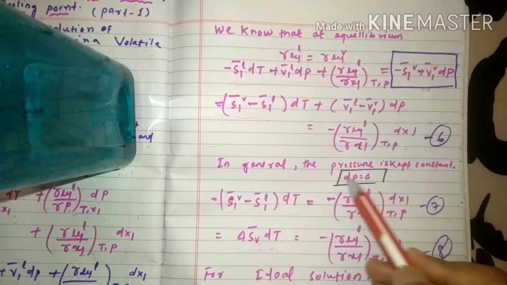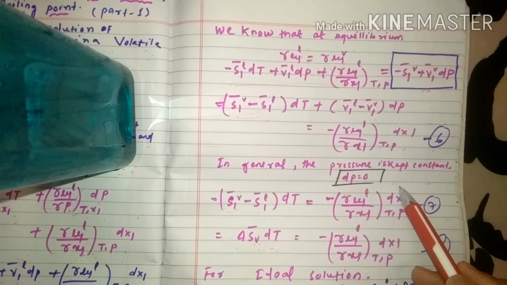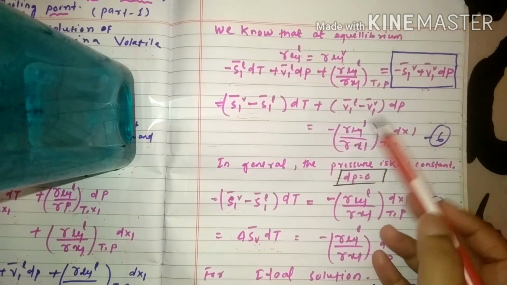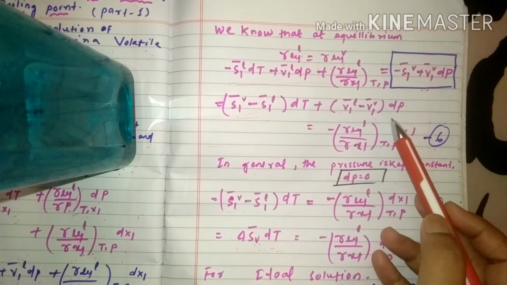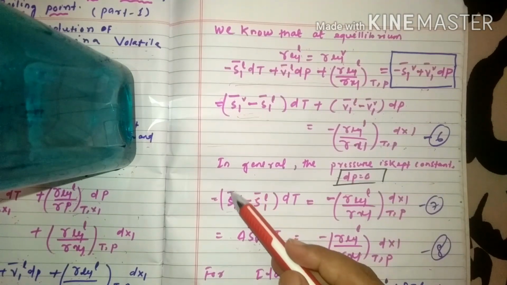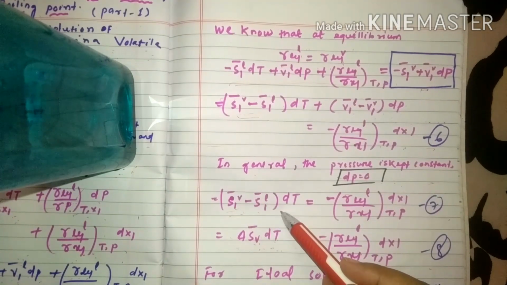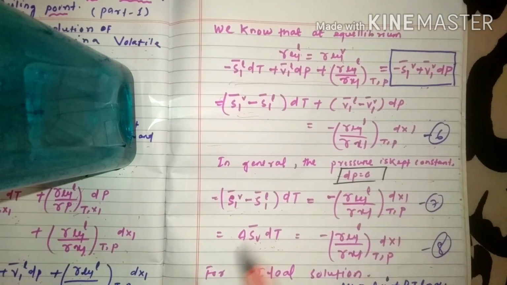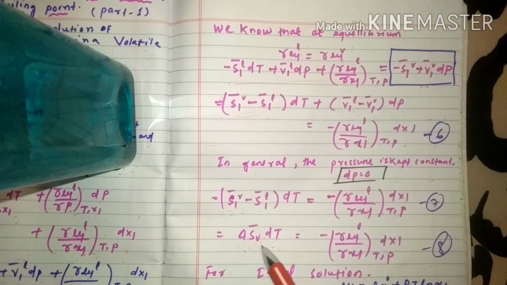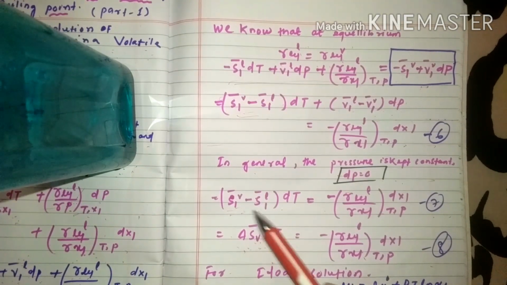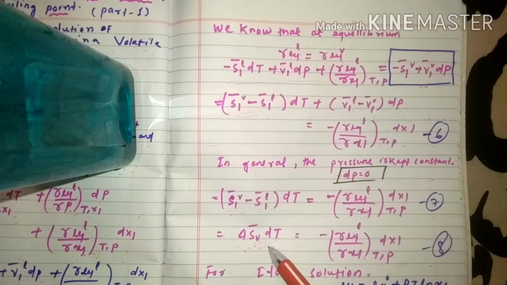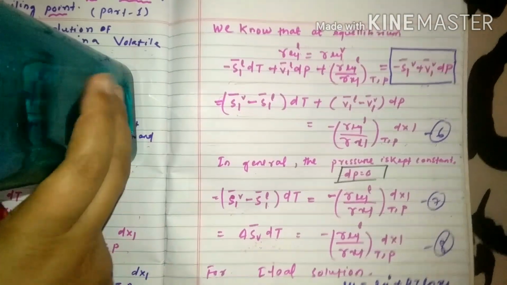In general the pressure is kept constant, then dP is equal to 0. If dP is equal to 0, then this factor cancels out, because dP is present. Then we get this value. According to equation 6, this is equation 7. Then I am putting here what? Now del S bar by dT is equal to this value, and you can say this is the partial molar entropy of vaporization of the solvent. This is equation 8.